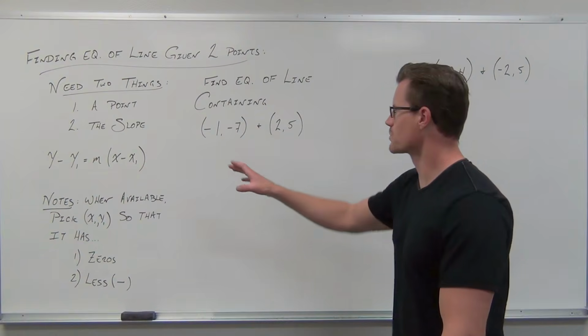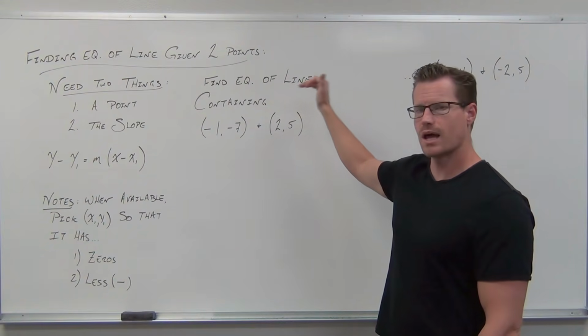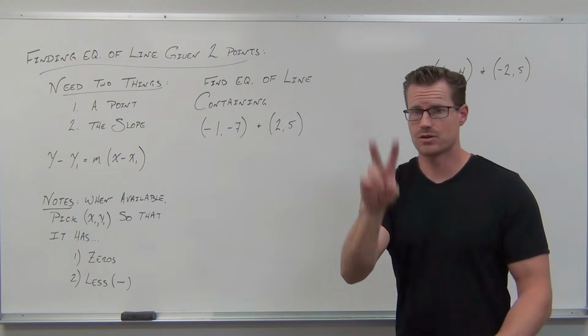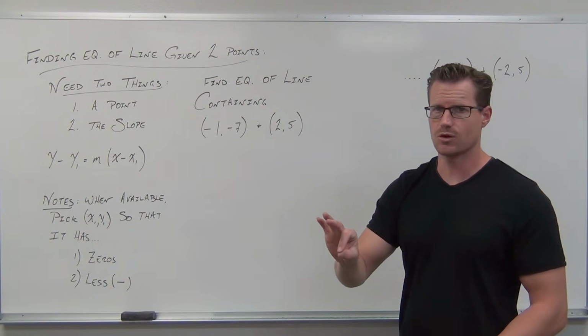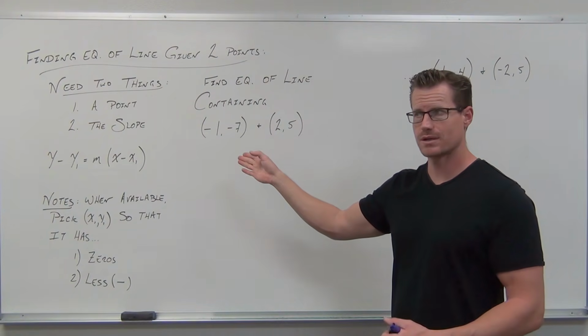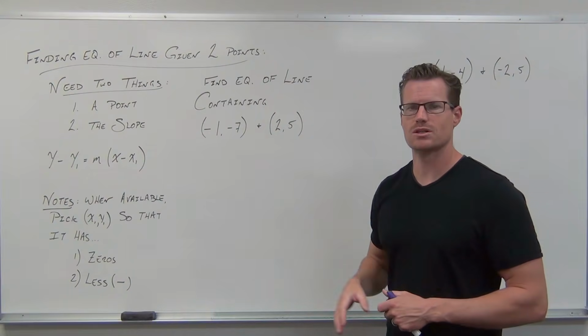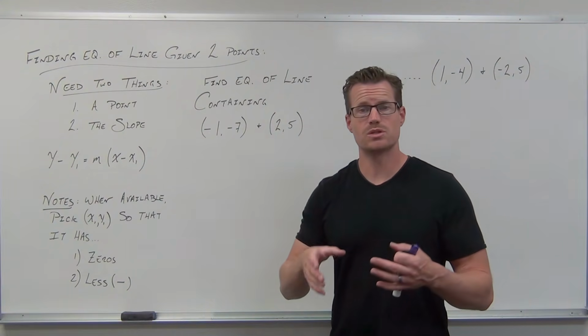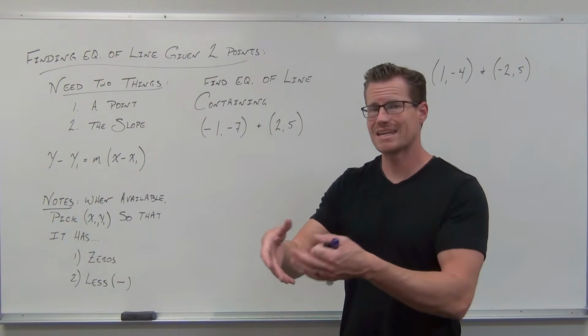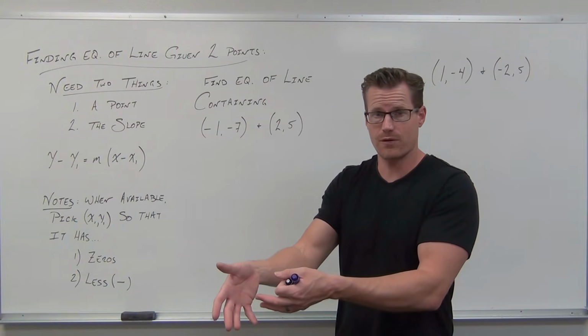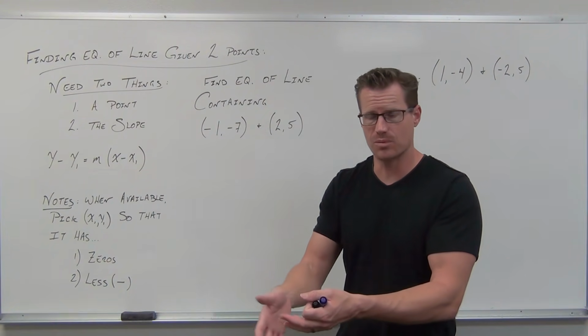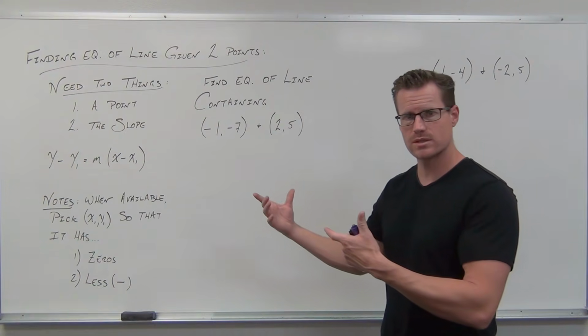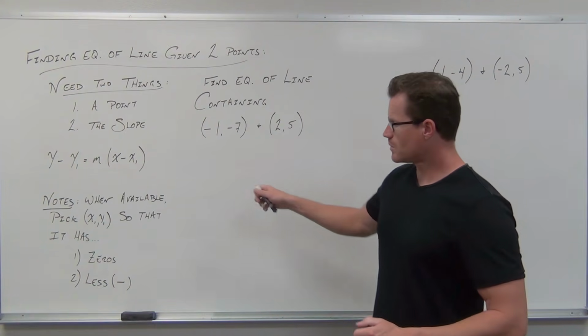Let's try that. So let's go through the whole thing. Let's find the equation of a line containing these 2 points. Again, hey, there's 2 things you need. 1 point and the slope. I've got a point. In fact, I have 2 points, but I don't have the slope. This is where your ability to use the slope formula comes in. You can't get around this in order to find the equation of a line. You have to have the slope. So we have 2 points. We need to find the slope.